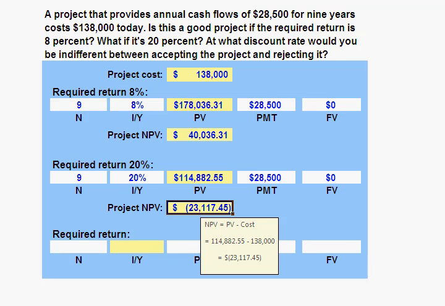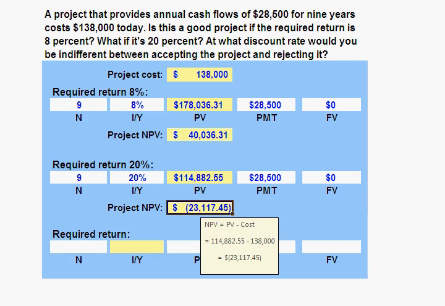We take our $114,882.55 present value and subtract the project's initial cost of $138,000, and we get a negative net present value of $23,117.45. If we had a required rate of return of 20%, we should reject this project.